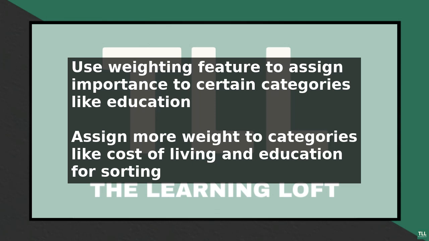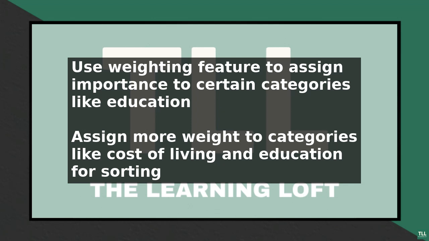To make the comparison more meaningful, you can also use the weighting feature, which allows you to assign more importance to certain categories. For instance, if you are looking for a state with a low cost of living and a high level of education, you can assign more weight to these categories and the states will be sorted accordingly.